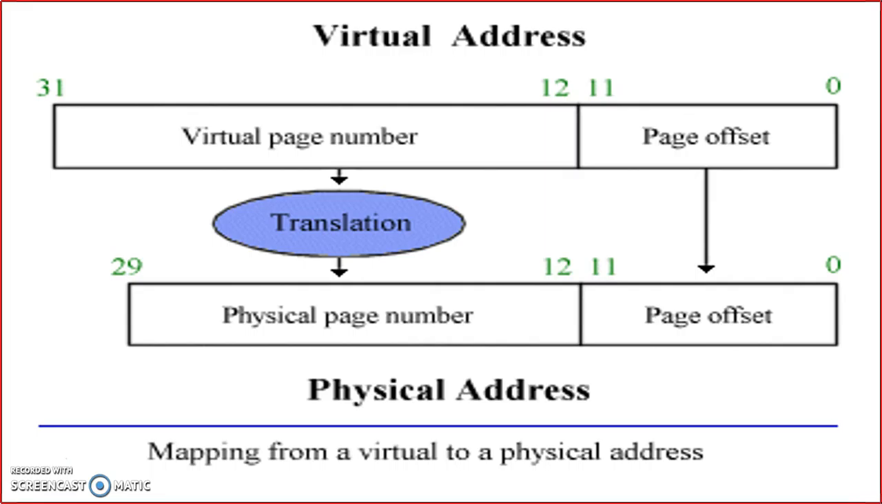Here we have the virtual address, which has a virtual page number and the page offset. The virtual page number is translated into the physical page number, and the page offset remains the page offset. Then we have a physical address where we have the mapping. So this diagram talks about mapping from a virtual address to a physical address. It's all about translation.